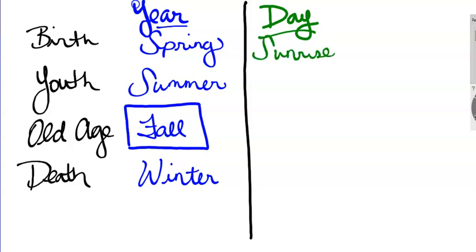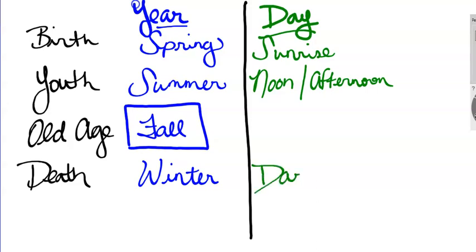So sunrise, whenever we first see that light. Then youth, think of like the peak of the day. And youth and young adulthood would be noon or even early afternoon. Then old age. I'm going to switch down to death because death is going to be when there is no light left. So I'm going to put dark night. Okay, so dark night is going to be death.